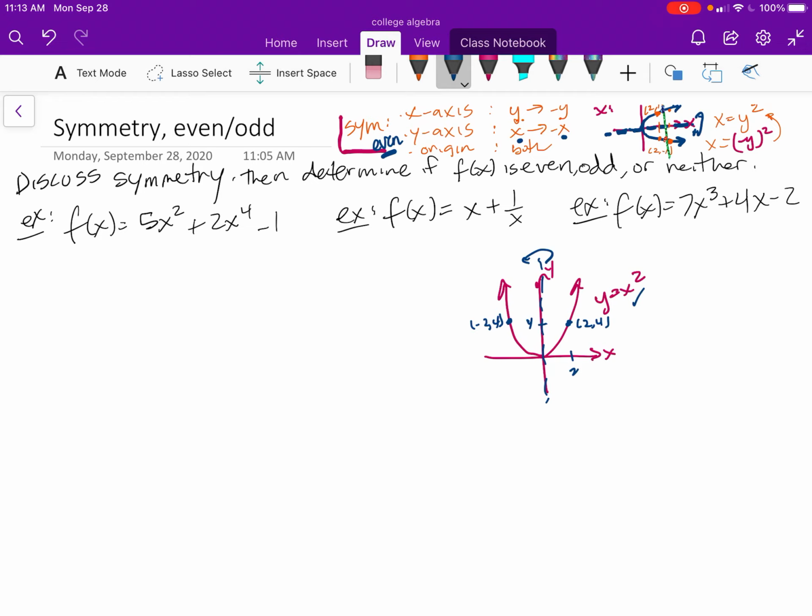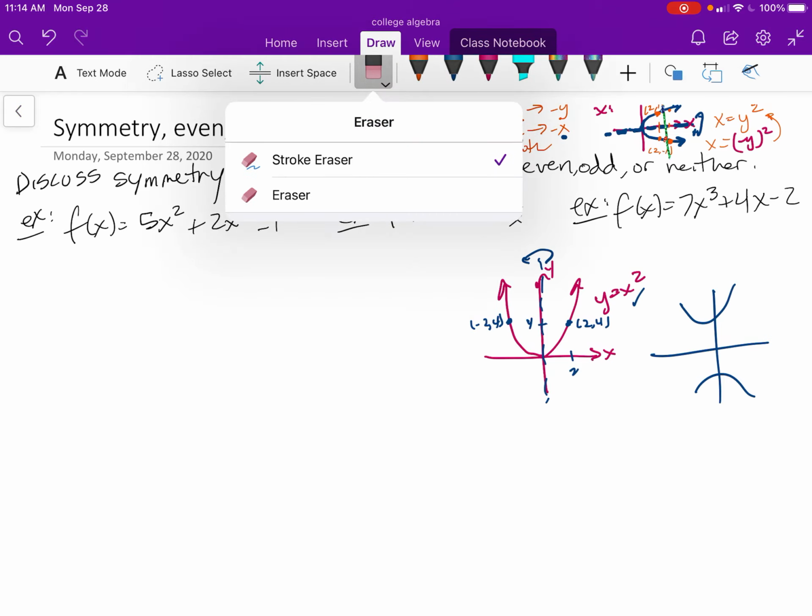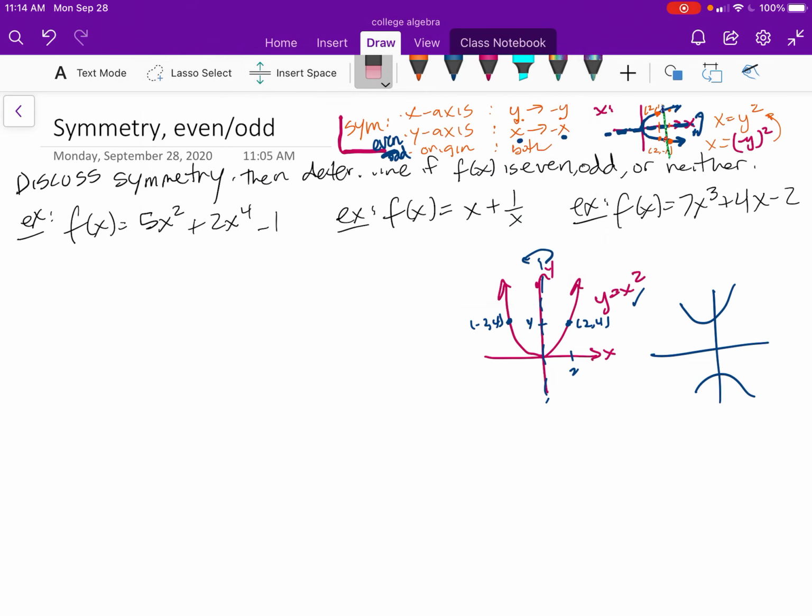So why do I say that? Because you could have, I don't know, some weird graph that's not a function. Say you had a hyperbola, right? Even though it's symmetric about the y, it's still not a function. And the origin is symmetric about both. And we also have a special name for that. If it's a function, it's called odd. And that's where we are replacing both x and y, and we get the original. So, let's take a look at these examples.